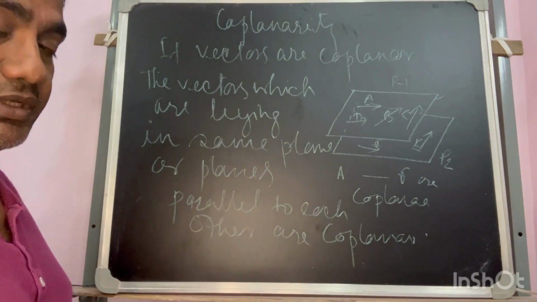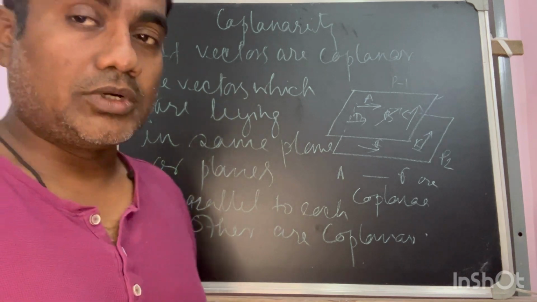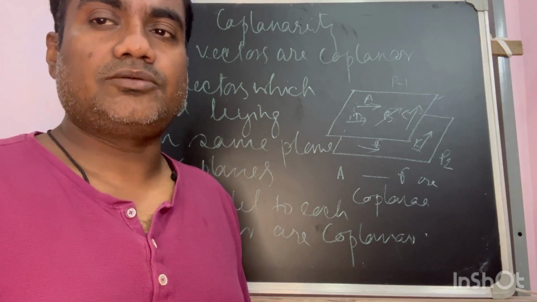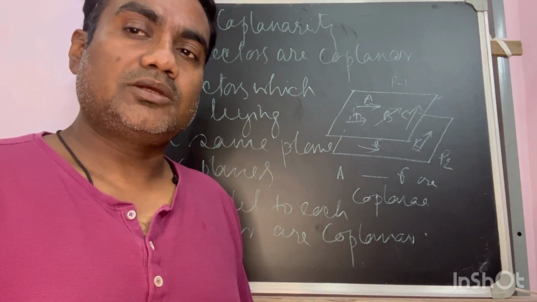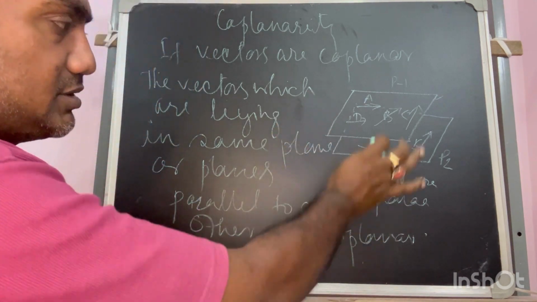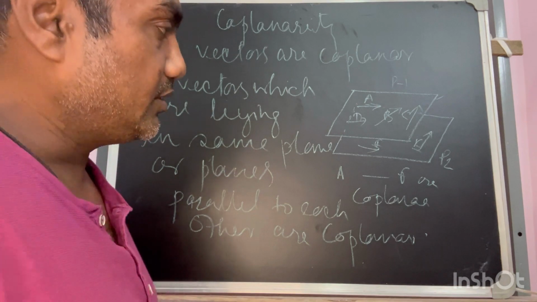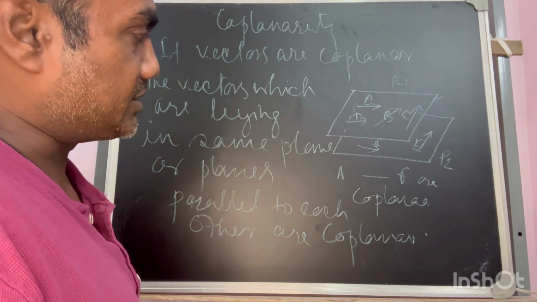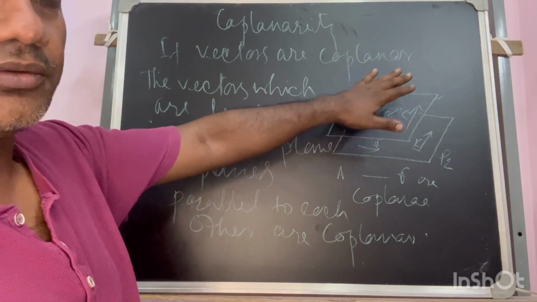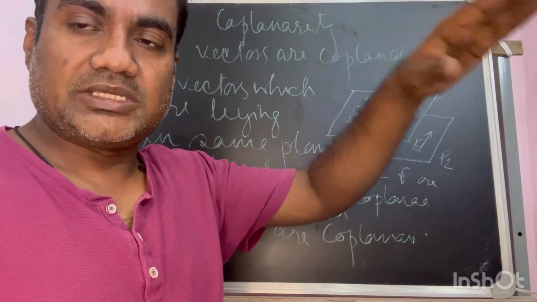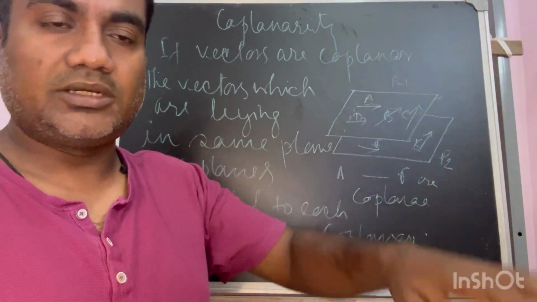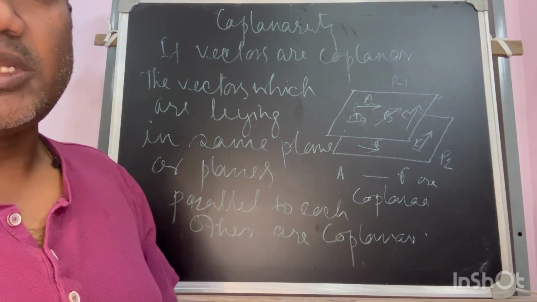So mathematically, if I represent such conditions, by that we can prove coplanarity. Theoretically, if it is given that the vectors exist in the same plane or in different planes which are parallel to each other, then we can straight away say, as per the definition, that they are coplanar.